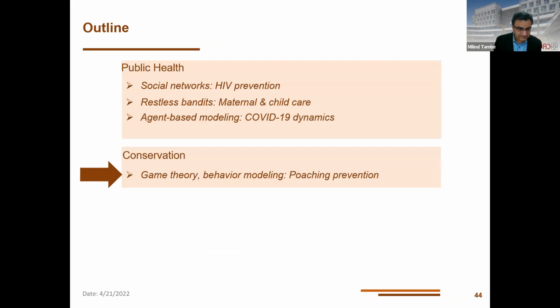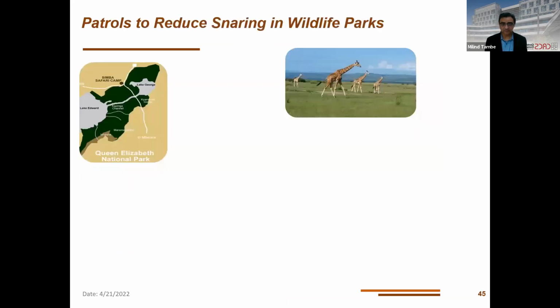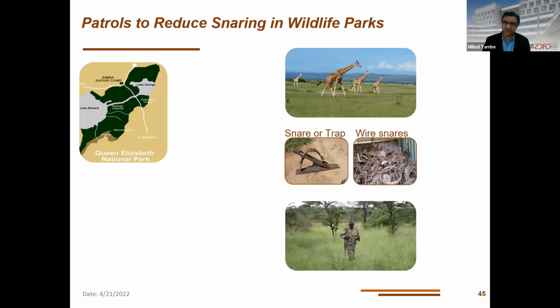So in the last maybe 10 minutes or so of my presentation, I'm going to talk to you about a different topic, conservation and poaching prevention. These are problems that arise in national parks around the globe. There's wonderful wildlife there, but there are threats to the wildlife due to poachers who set traps or snares to maim and kill this wildlife. These wire snares are placed by the thousands in these national parks.